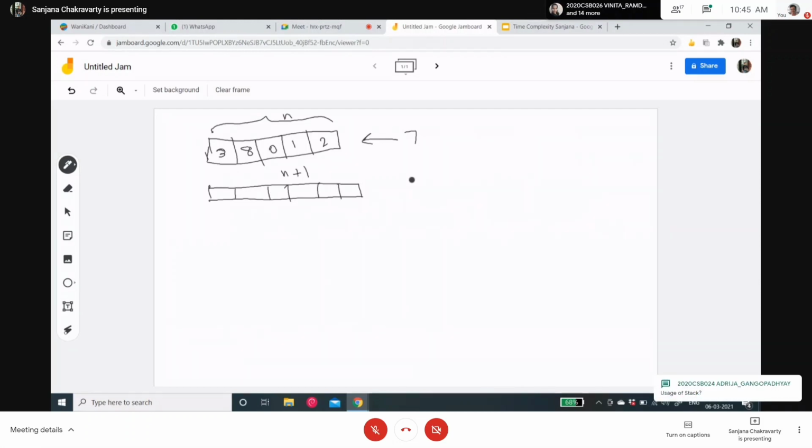Usage of stack. I'm not sure. I think you are overthinking this. We don't really need a stack here. We're just working with arrays.